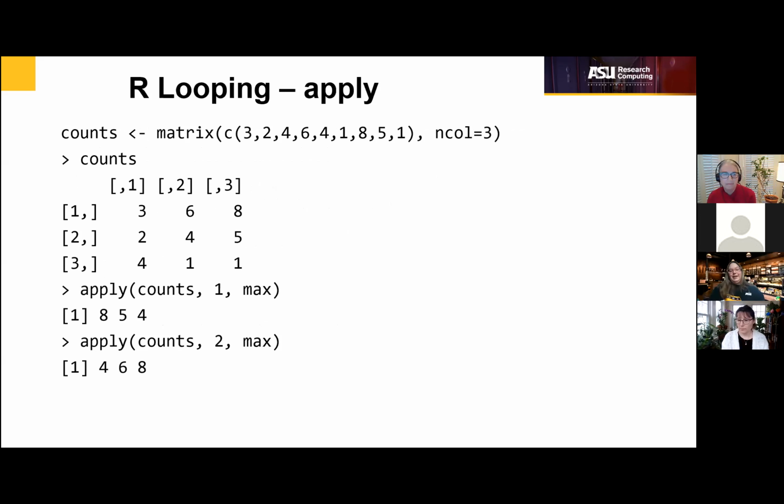In this case, I'm taking a matrix called counts. I'm assigning it to 3 columns. Very first one, I'm doing apply. I'm taking the matrix as my data. I'm saying, okay, I want you to look at the rows and give me the maximum of each row. So here you can see it returns the maximum of each row. The second example down below is doing the same thing, but for columns. So give me the maximum from each column.